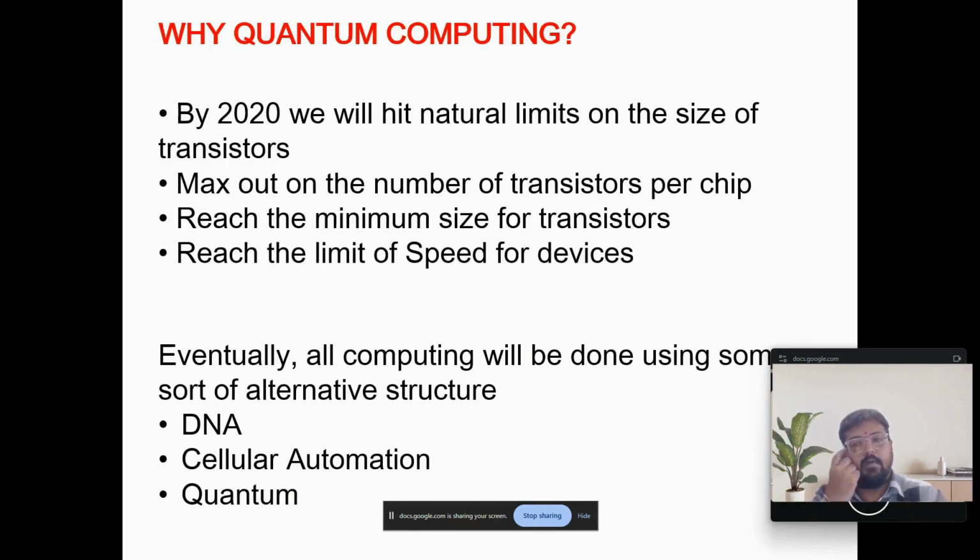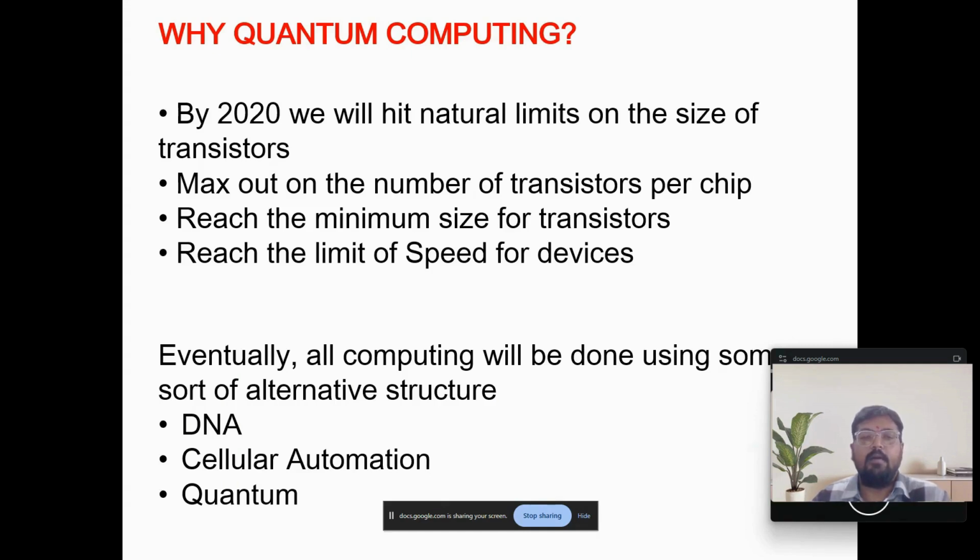So why do we require quantum computing? Nowadays, normal computers have reached their limits in size as well as the number of transistors that they can fit in a chip. So we are maxing out the number of transistors per chip, reaching the minimum size of the transistors, and reaching the limits on the speeds of the devices. So eventually, researchers are focusing on alternative solutions.